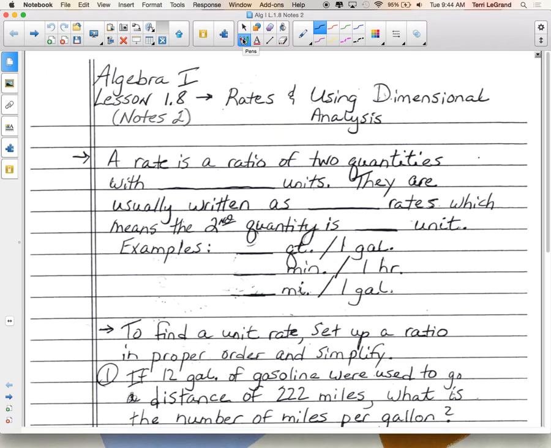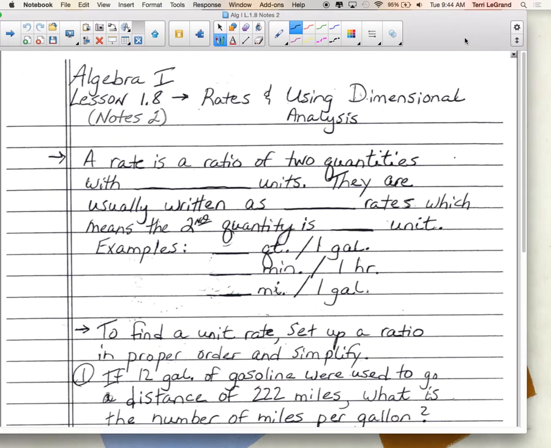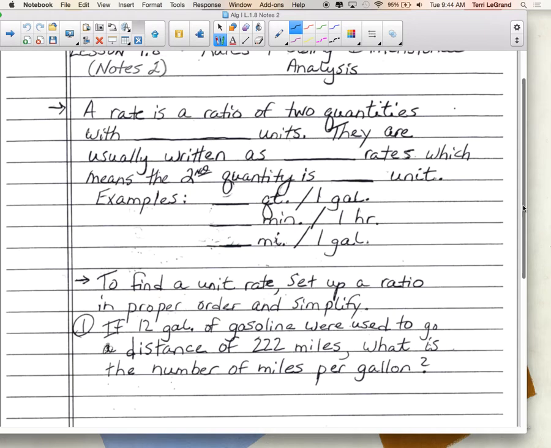Okay, as we finish up lesson 1.8, we have two learning goals. Our first one on the front side of our notes that we're going to do here together today is: I can write rates and unit rates. These are very common in our everyday world. A rate is a ratio of two quantities with different units. So when we're comparing two quantities and they are measured in different units, we say we have a rate.